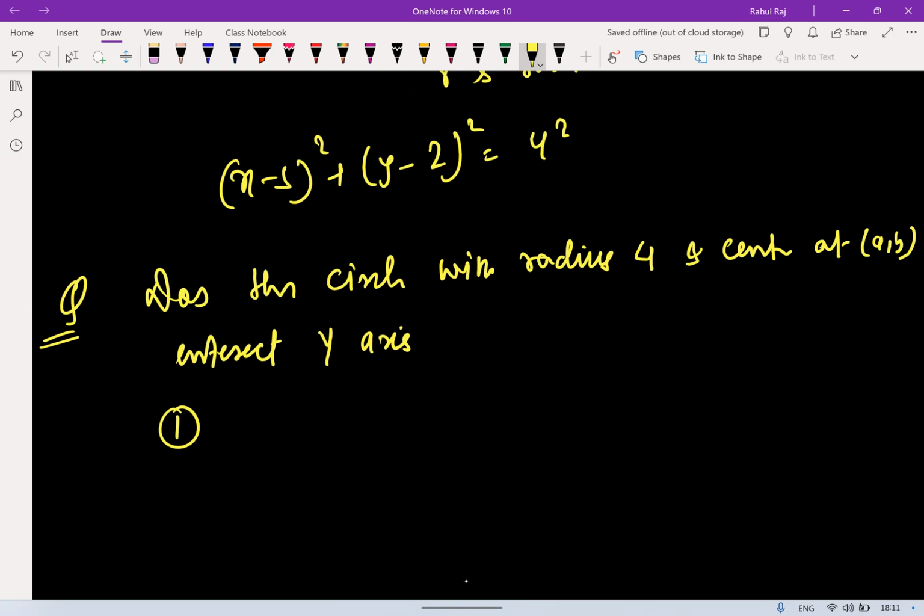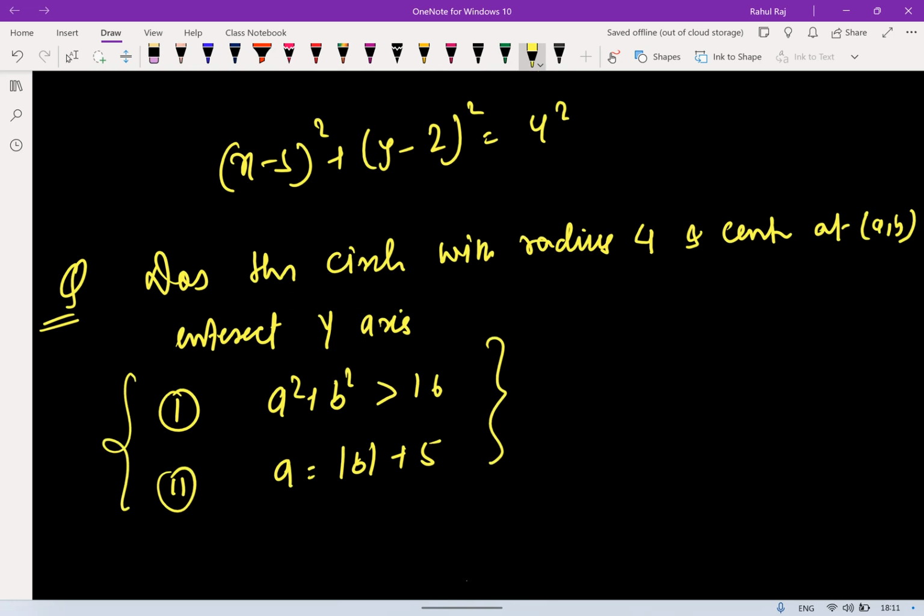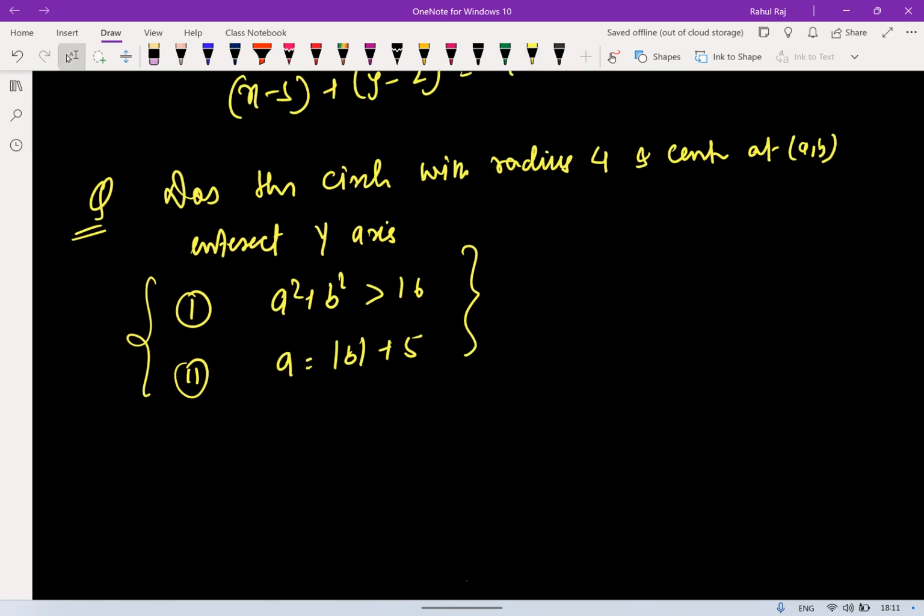Statement number 1 says A square plus B square is greater than 16. Statement number 2 says A is equal to mod B plus 5. Can you please solve this? Take 2 minutes. Does a circle with radius 4 and centered at (A, B) intersect the y-axis?